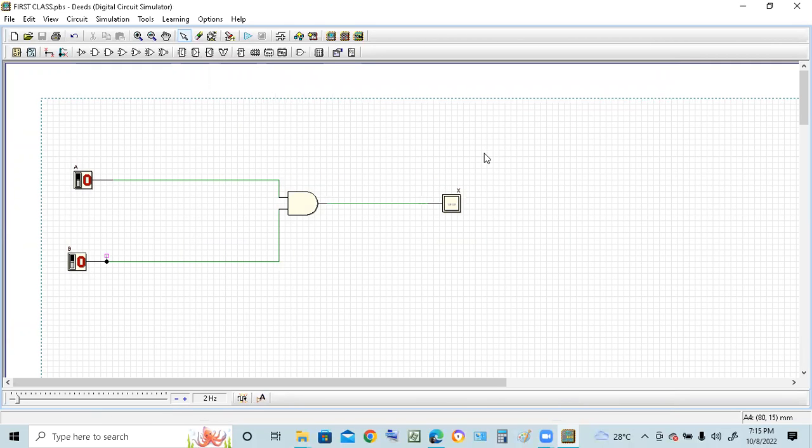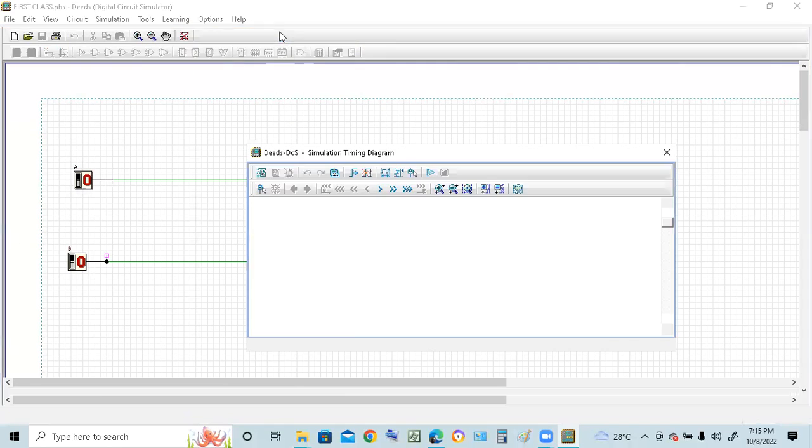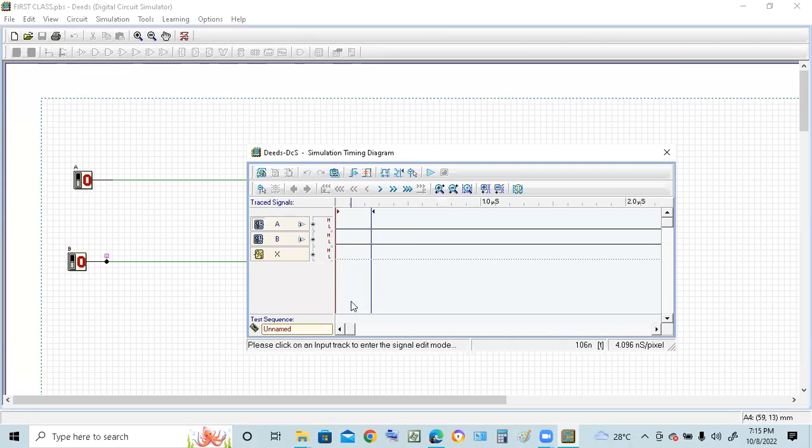We can also generate a timing diagram. I'm going to generate a timing diagram for the AND gate, and show the timing diagram work. A, B, and X. Notice that you have high and low for A, high and low for B, and high and low for the output.